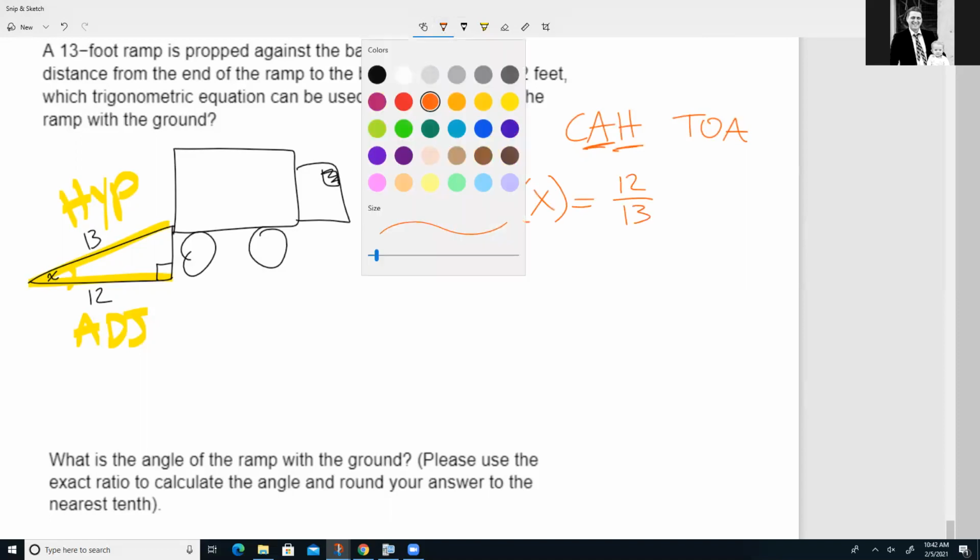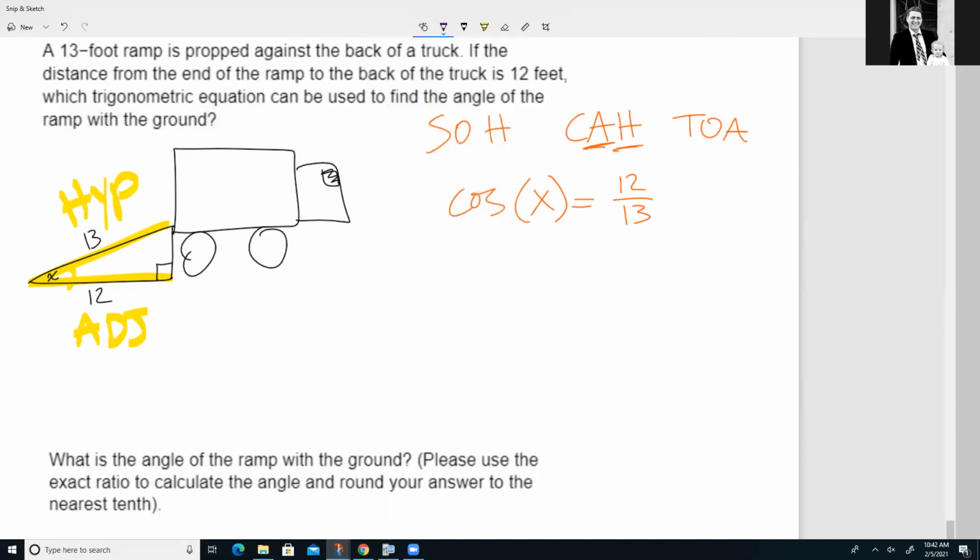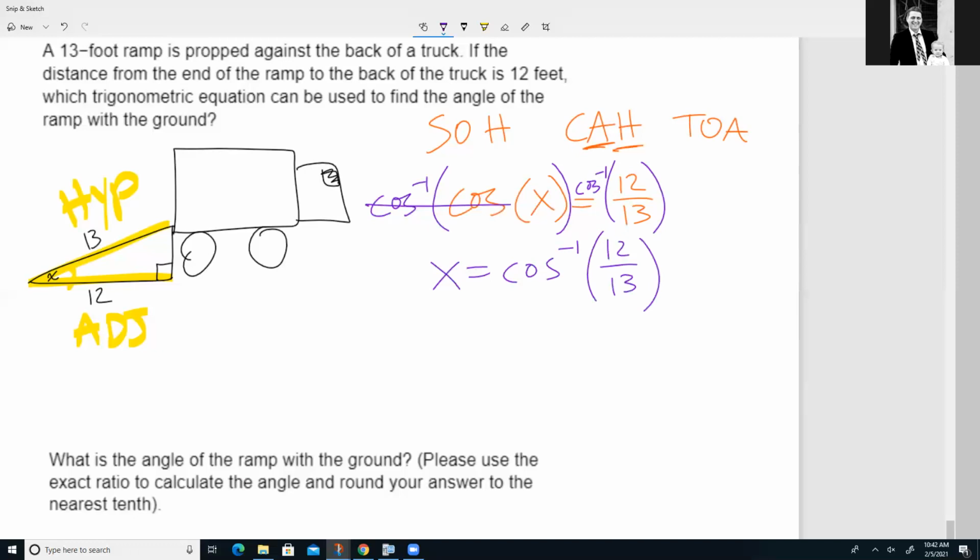If I wanted to solve for x, I'm going to round my answer to the nearest tenth. I'm going to use the inverse trig function of cosine. These guys will cancel, and we'll get x equals cosine to the negative 1 of 12 over 13. And calculator, what is that?